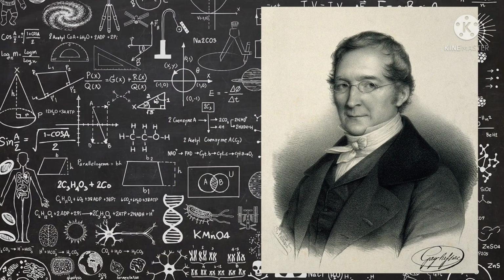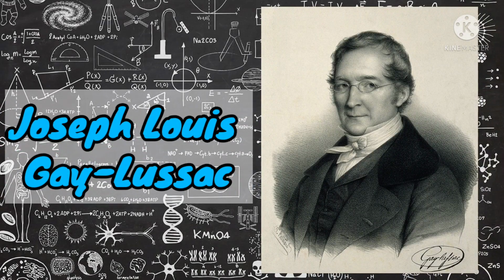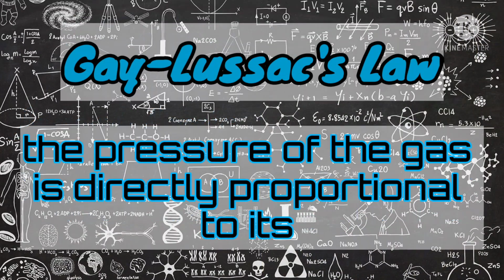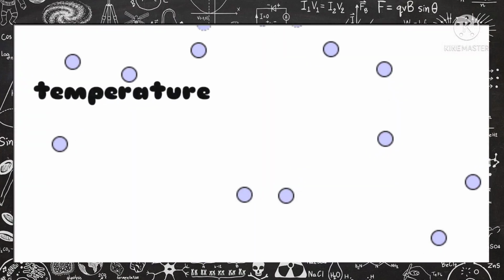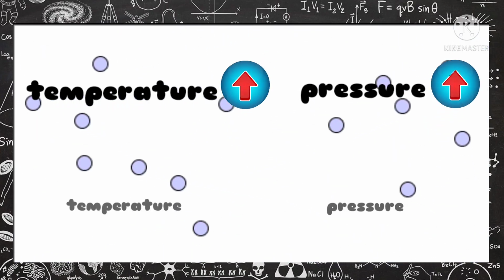The person who is credited in the determination of the temperature-pressure relationship in gases at a constant volume is Joseph Louis Gay-Lussac. He deduced that the pressure of the gas is directly proportional to its temperature. It simply means that as temperature increases, pressure also increases and vice versa.